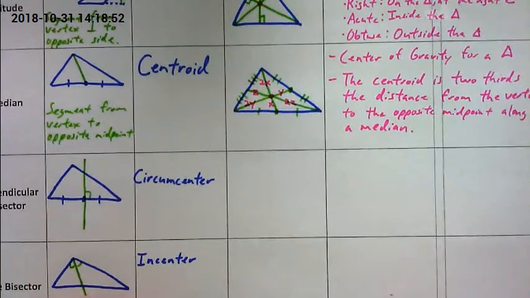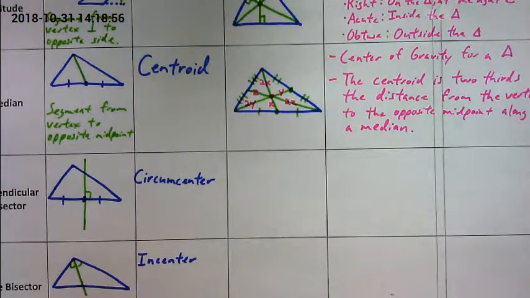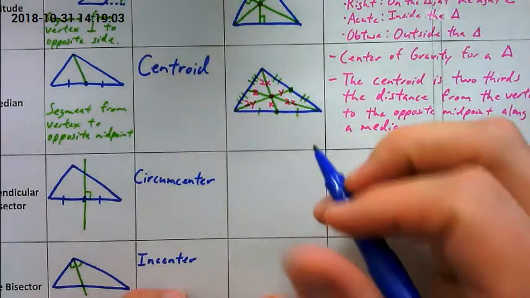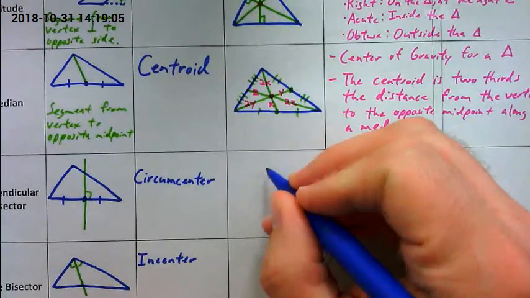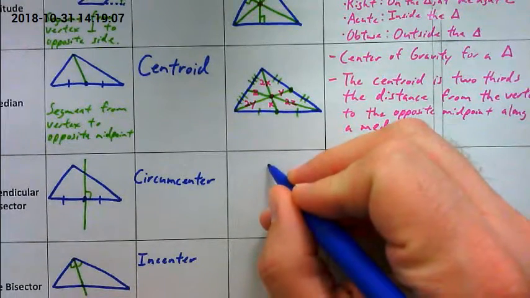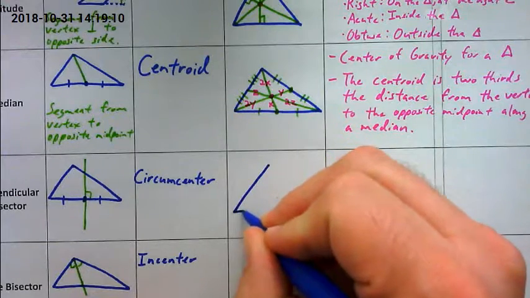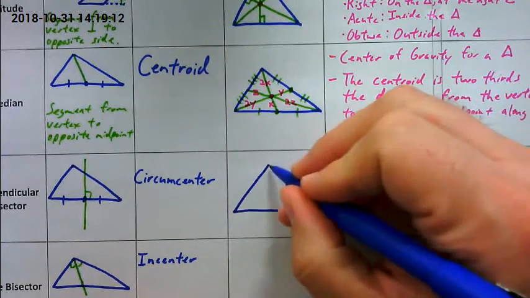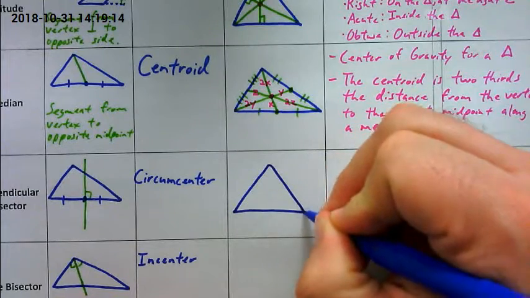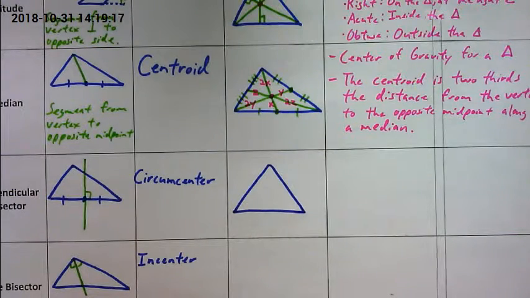All right, circumcenter. For the circumcenter, draw a triangle. I would highly recommend, again, for these next two, some type of acute triangle. Does not have to be perfectly equilateral. Just needs to be acute. All right.